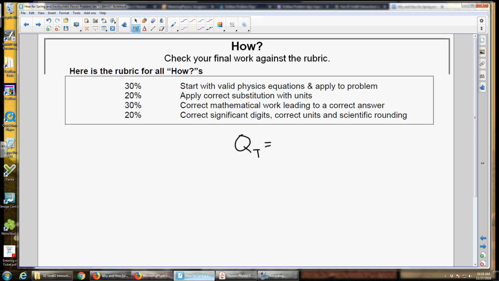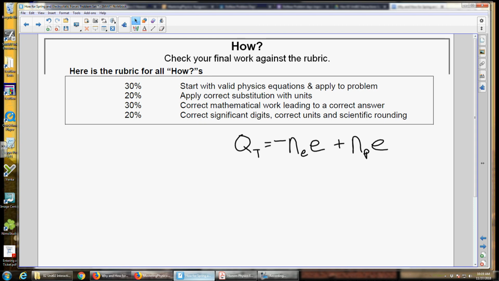So I'm going to have negative, the charge is due to the electrons. It's the number of electrons times the charge on each electron, plus the charge due to the protons, which would be the number of protons times the charge on each proton. And the negative and the positive signs there are, of course, due to the type of charge each one carries. So that would be my valid physics equation, as close to a physics equation as I can get on this one, just from my why.